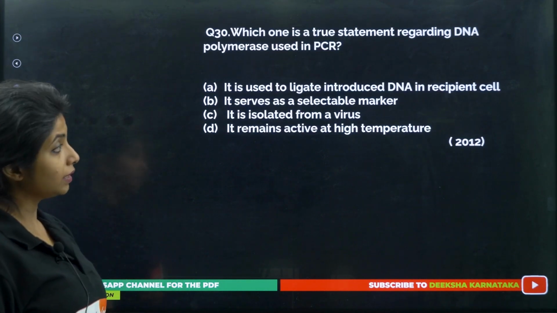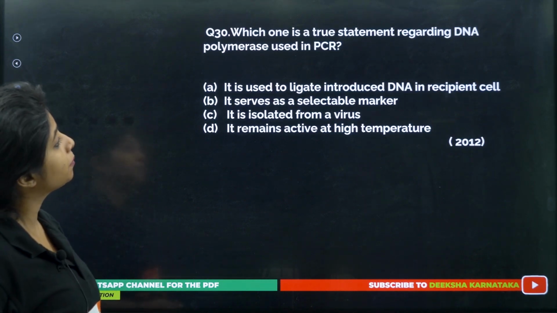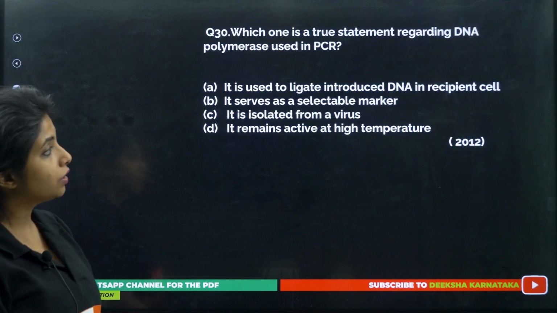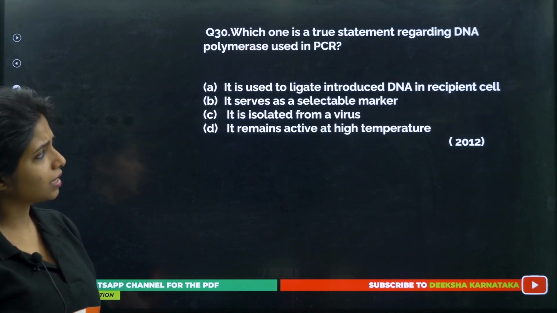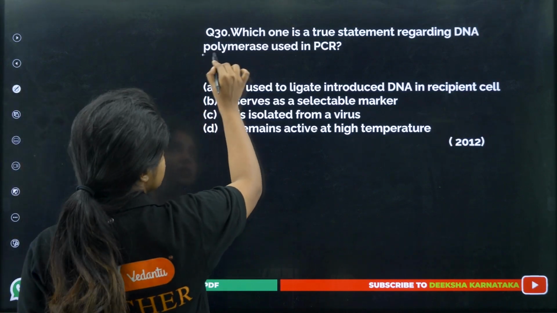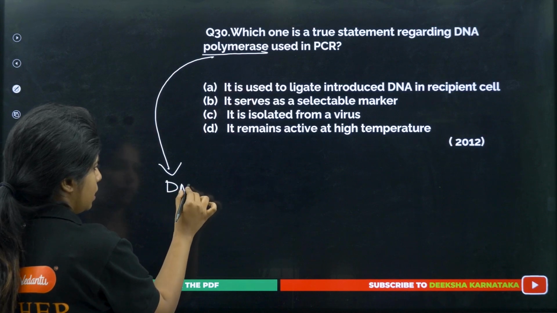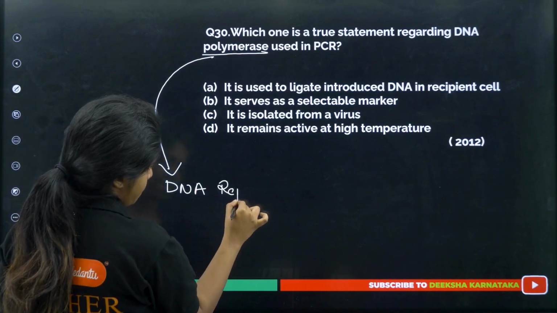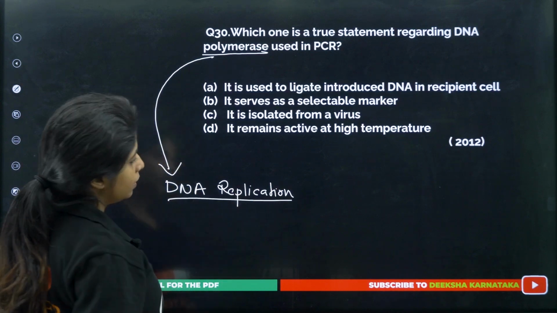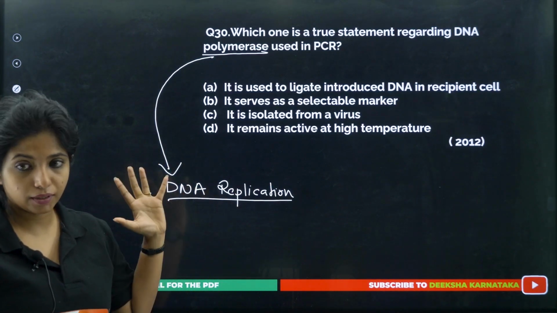Next thing, the last question. Which one is a true statement regarding DNA polymerase used in PCR? It is used to ligate introduced DNA in the recipient cell? No. What is the use of DNA polymerase is being asked. So DNA polymerase, children, is used for DNA replication, you know that. That is one very important thing.